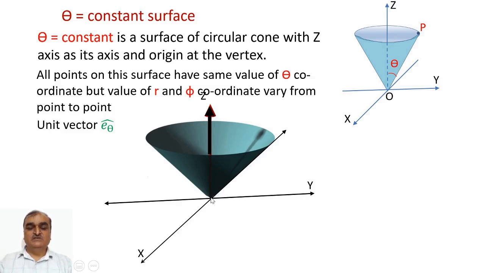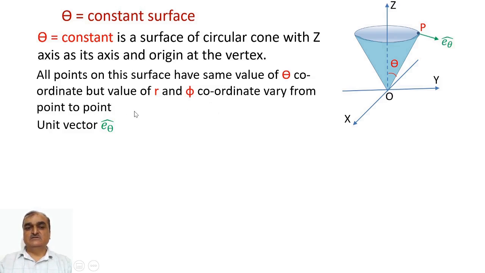The distance of a point from the origin varies from point to point. Therefore, r varies. The foot of the perpendicular on the xy plane also varies from point to point. Therefore, phi also varies. But theta is constant for all points on this conical surface. Therefore, this is the theta constant surface. All points on this surface have the same value of the theta coordinate, but the values of the r and phi coordinates vary from point to point.